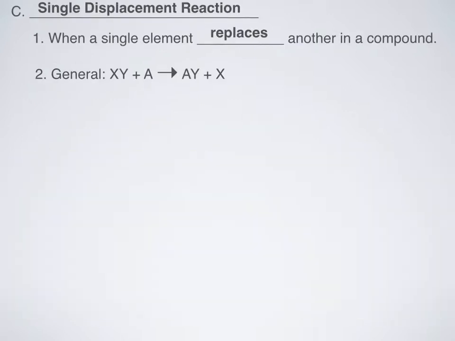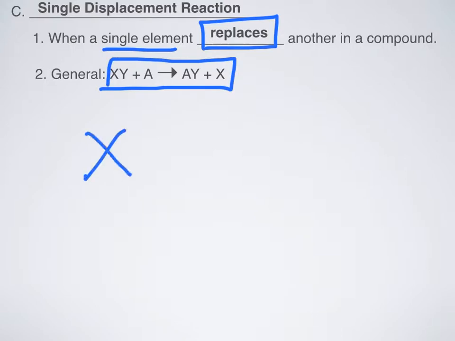All right, the next type of reaction is a little bit more difficult to recognize, and it's called a single displacement reaction. It's when you have a single element and it replaces another in a compound. So our general formula looks a little bit more complicated, but it really is if we have a compound that has two things in it, and then we have an element that is by itself.